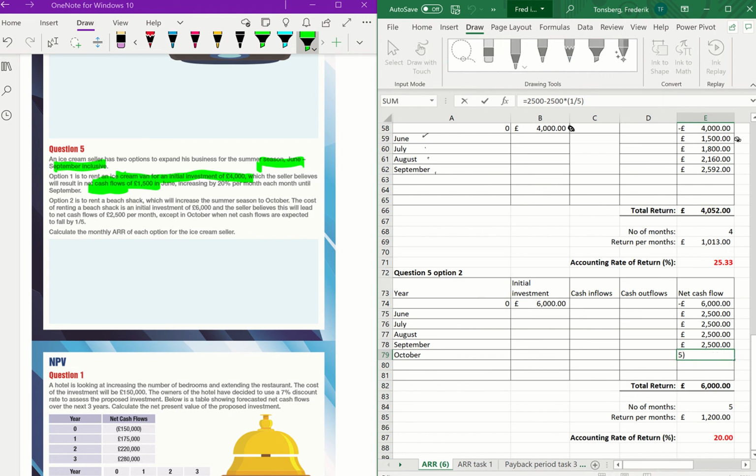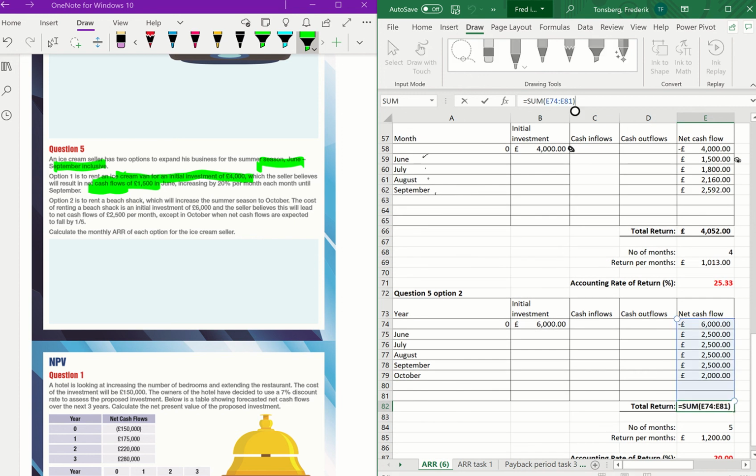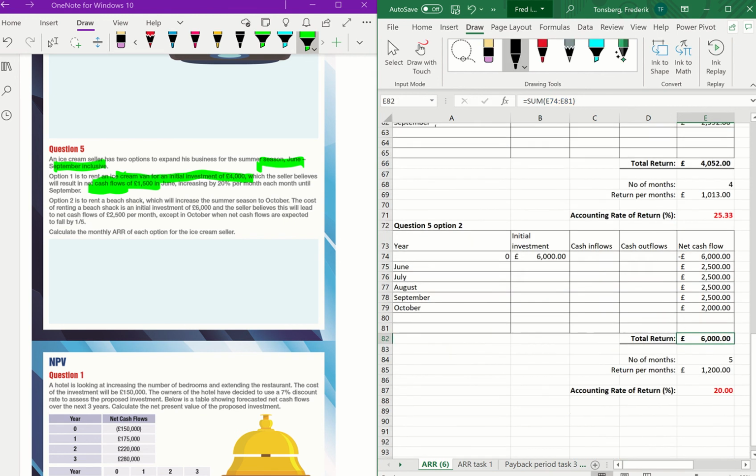So I've done this calculation up here, and so what I've said is, if we look up here, it's 2,500. It needs to decrease by 1/5. So I've times it by 1/5, and I'm then subtracting that whole thing from 2,500, and that will give me 2,000 pounds. So in terms of the return on this, I'm just adding everything up again, this whole row here. And so adding all of these numbers up, minus 6,000 pounds cash outflow in the beginning, plus 2,500, plus 2,500, and so on, it gives me a total return of £6,000.